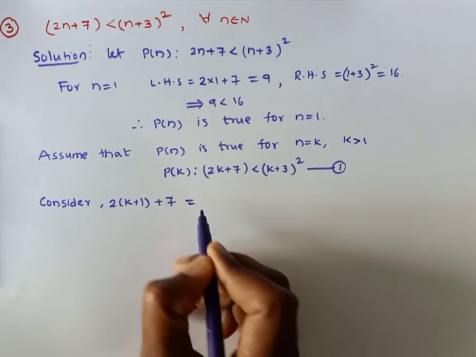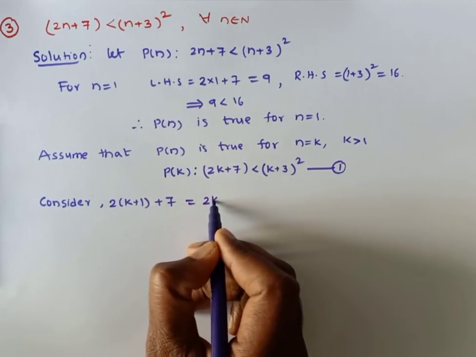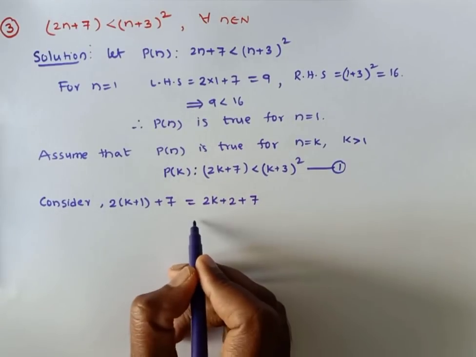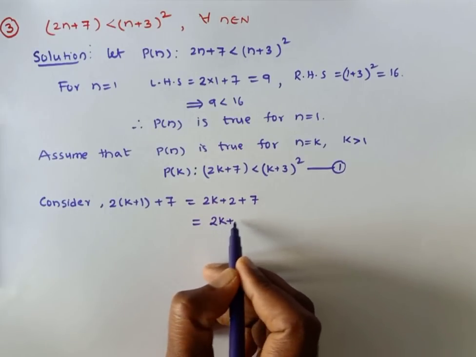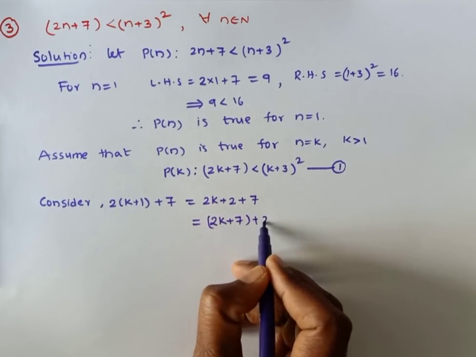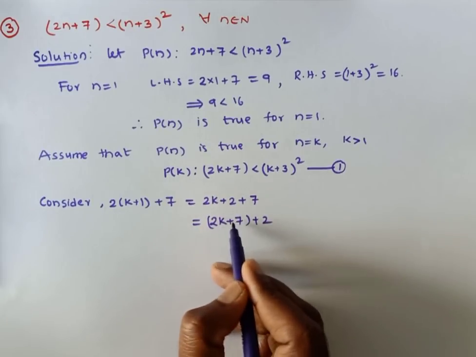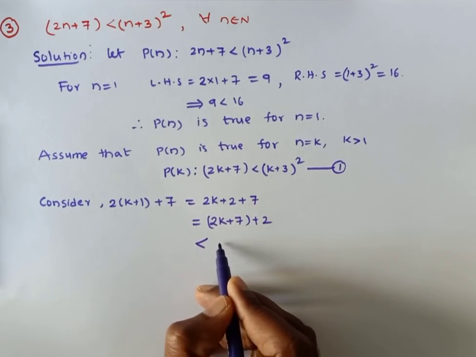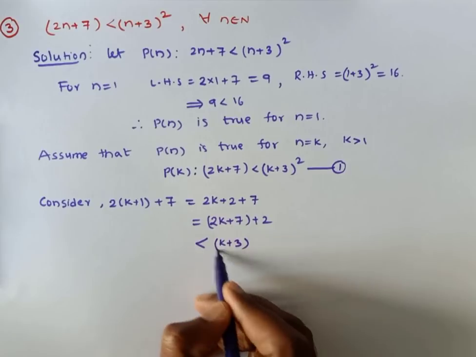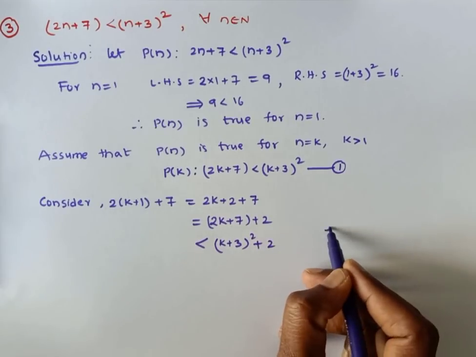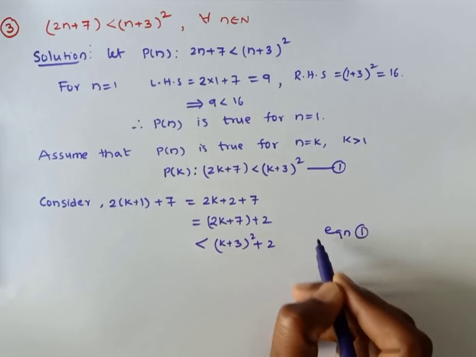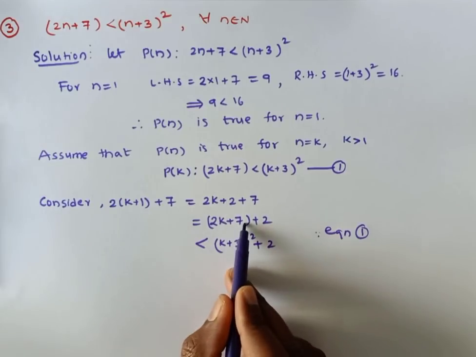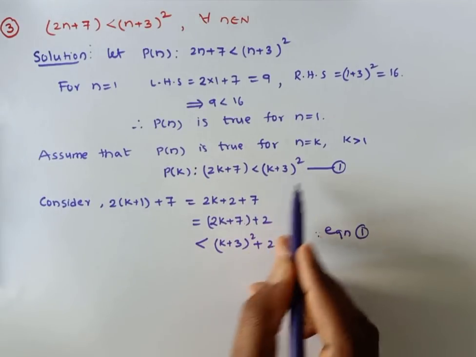Now simplify this. Then this is 2k plus 2 plus 7. Now we can write it as 2k plus 7 plus 2. So already we know that 2k plus 7 is less than (k plus 3) whole square. Therefore this entire part is less than (k plus 3) whole square plus 2, right? Here I am using inequality 1. This part is less than this, obviously, since 2k plus 7 is less than (k plus 3) whole square already.